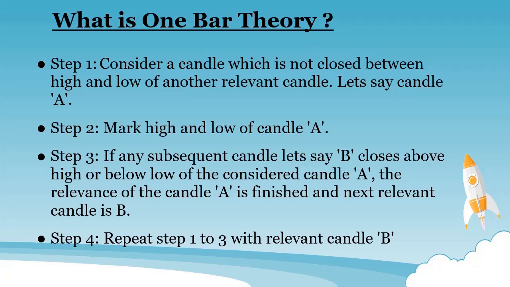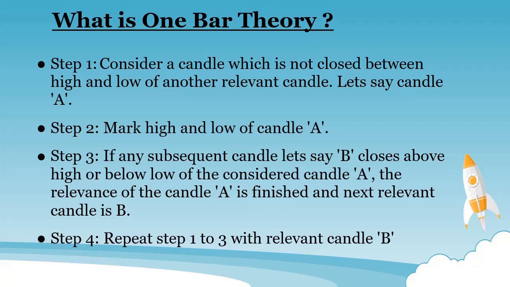So in step 1 you will have to consider a candle which is not enclosed between the high and low of another candle. So we call it a candle A. Let's call it a candle A. In step 2, mark high and low of a candle A.